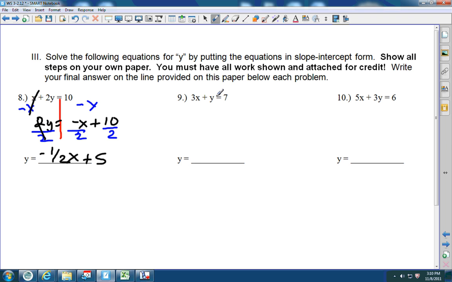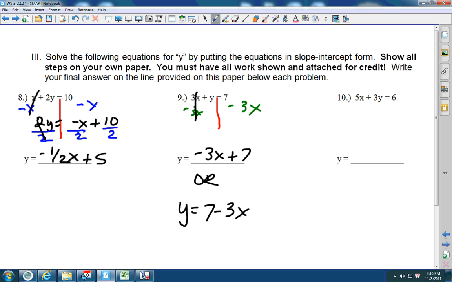The next one, I'm going to subtract 3x from each side. My equation is, these cancel, y equals negative 3x plus 7, or you can write it as y equals 7 minus 3x. I guess I should have put that over here. You could have written it as y equals 5 minus 1/2 x. I mean, this is slope-intercept form, but this is still correct.